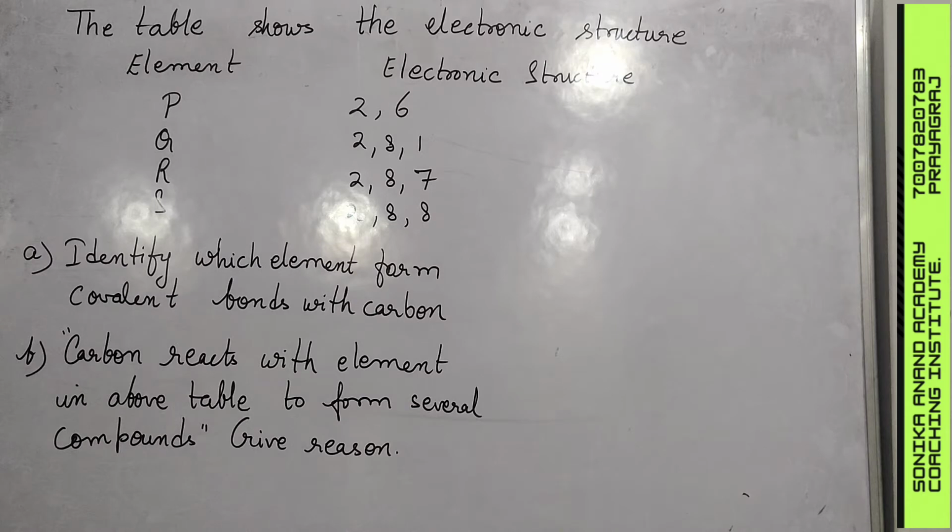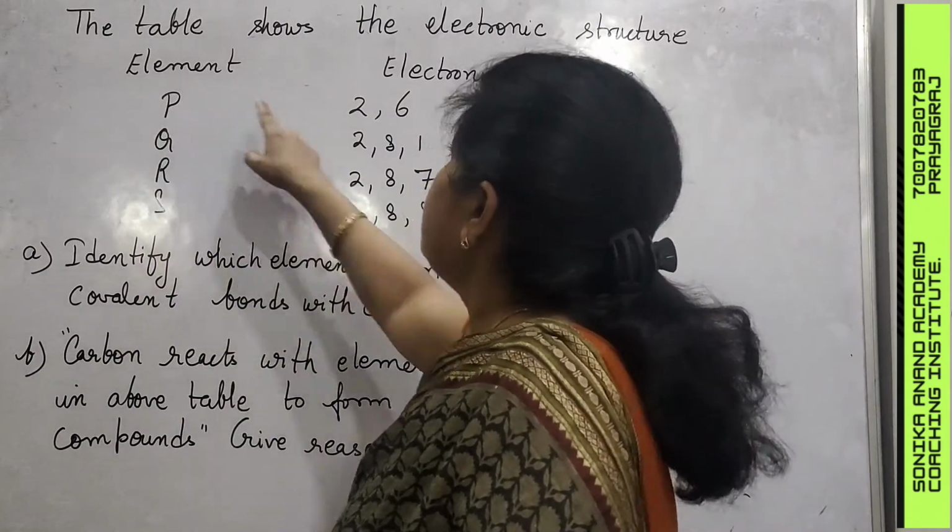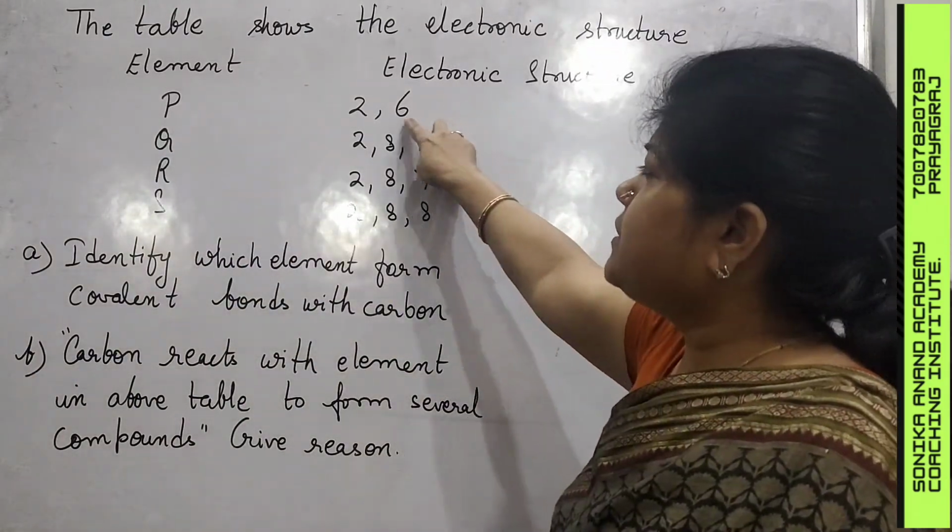Now consider this question. The table shows the electronic structure. There are some elements and the electronic structure is given in front of it. The element P has the electronic structure 2, 6.